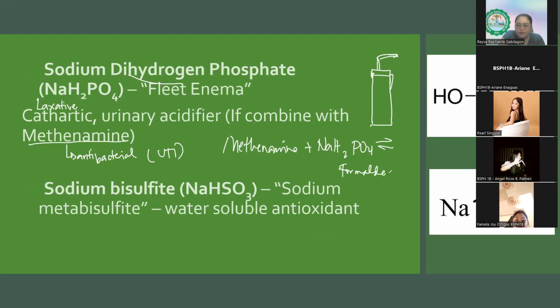Formaldehyde. Si formaldehyde na class yung totoong capable of killing bacteria. Okay? So like for UTI, kailangan mo nang i-acidify. Actually, it will become formaldehyde. It will release formaldehyde if the pH is 5.5. And remember, it's below 7. So acidic talaga yung environment na needed for the methenamine to be activated.